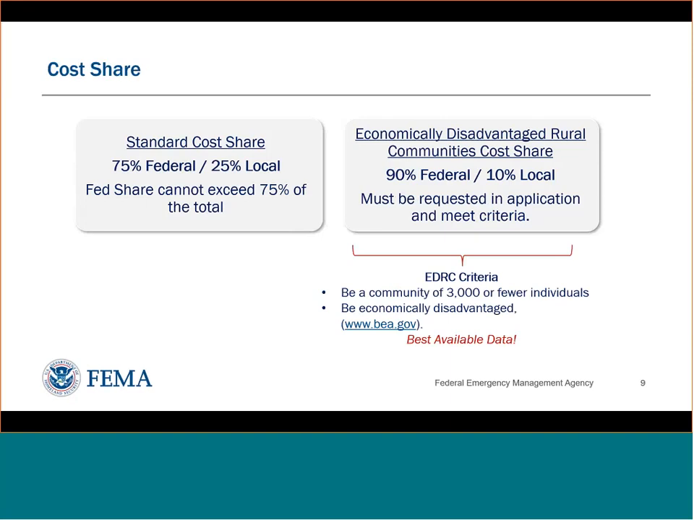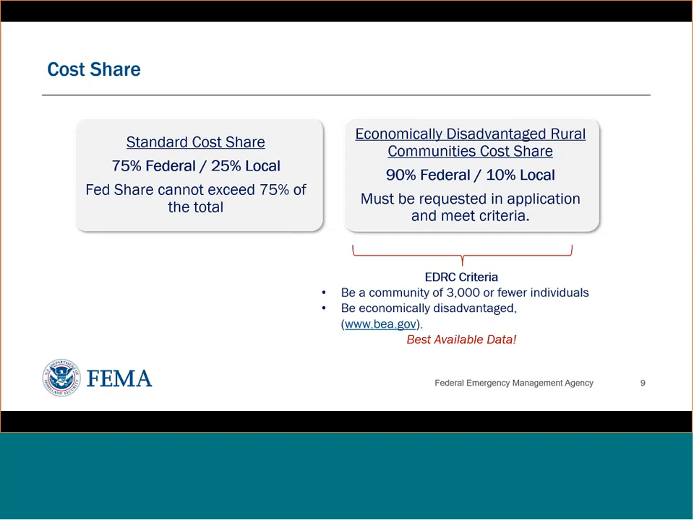The standard cost share for subgrants is 75% federal share and 25% local share. For communities classified as economically disadvantaged rural communities, there is a 90% federal share and 10% local share. To be classified as an economically disadvantaged rural community, or EDRC, you should be a community of 3,000 people or less and not be within a corporate boundary of a larger city or area.